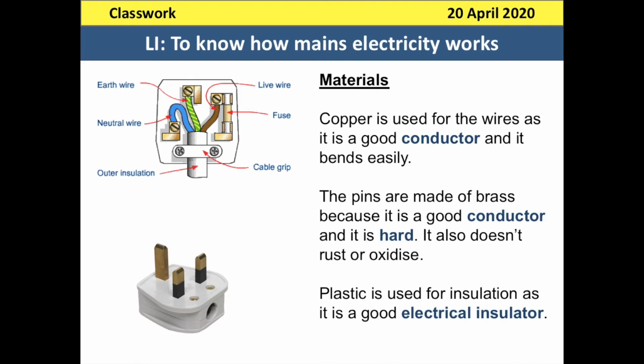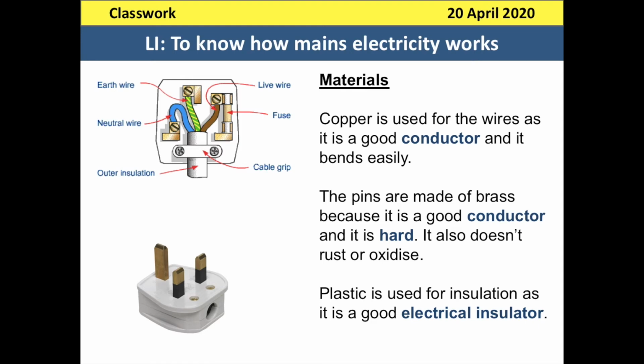Now let's just look at the materials that we use to make a plug. The inside of the wiring of the plug is actually made out of copper. The reason we use copper is because it's a good conductor of electricity, but importantly as well, it is able to be bent easily. Now, because it can be bent easily, that means the wires can be put into any shape that we need them to without them breaking, which is obviously a very good thing.